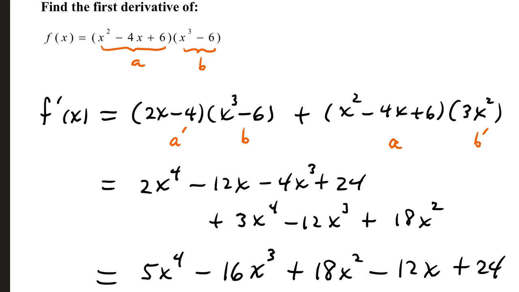Combining like terms, we have a total of 5x to the 4th terms, a total of negative 16x cubed, only one x squared term, so just copy it if there's only one term like it. Same thing with our linear term, negative 12x, there's nothing to pair it with. And then also the constant 24. So there were only like terms for the x to the 4th and the x cubed.